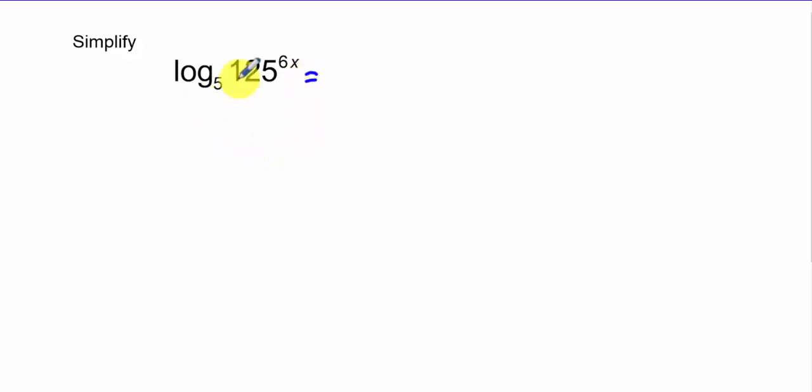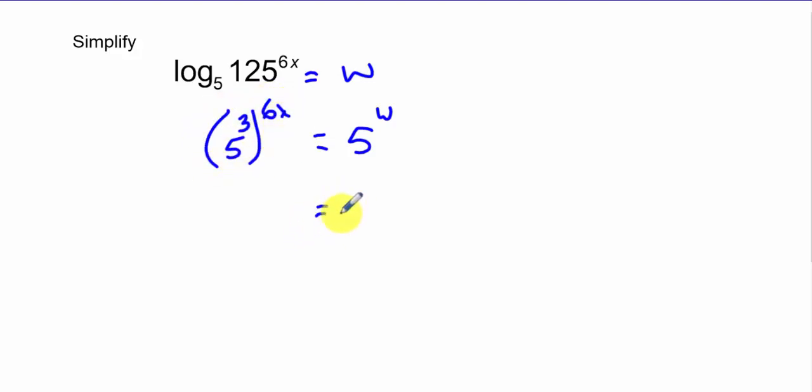This is a little bit different. I need to simplify this, and we have a variable in this. So now I can't call this x over here. I'm going to call it another variable. Let's say w. So when I slide the base, I say, all right, well then that's 5 to the w. And that's 125, which is 5 cubed, to the 6x. And now I can say that w is equal to 18x. So in this case, what power of 5 is 125 to the 6x? We get an expression as an answer of 18x.